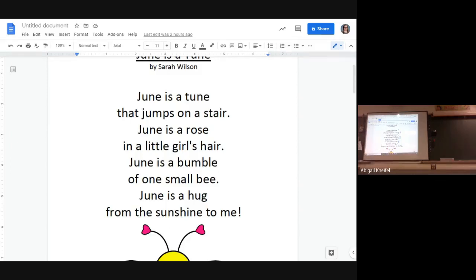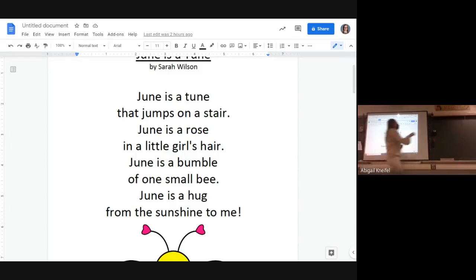Now, we shall do something fun. I'm going to read this to you, and together, we're going to add on to this poem. So be thinking about what our next line should be. June is a tune that jumps on a stair. June is a rose in a little girl's hair. June is a bumble of one small bee. June is a hug from the sunshine to me.